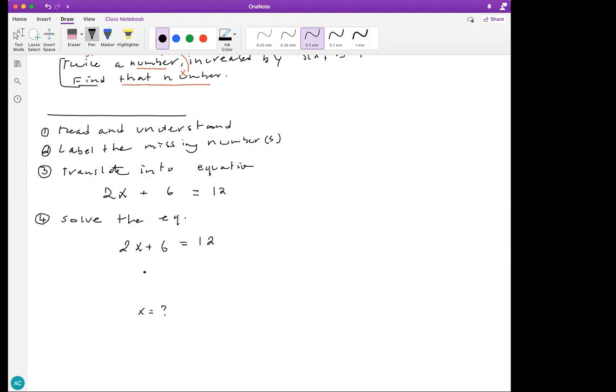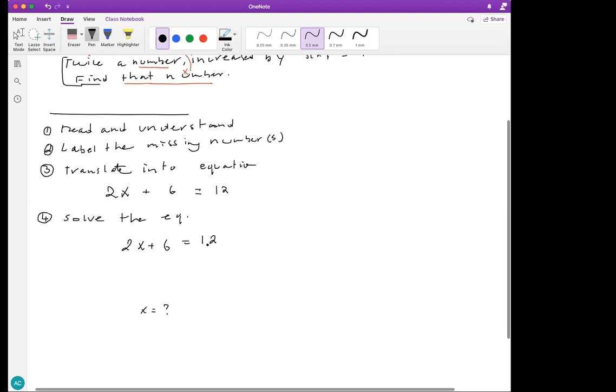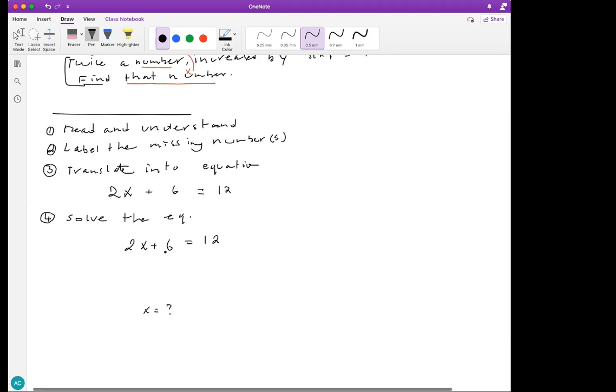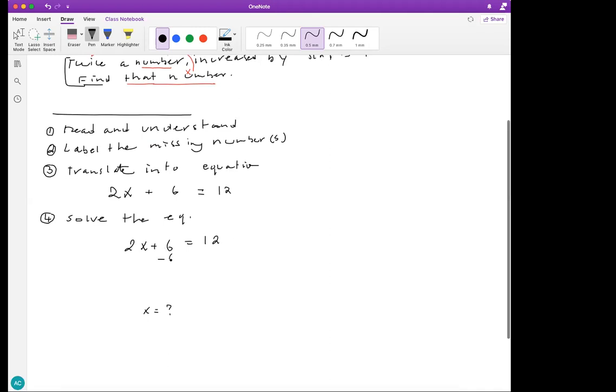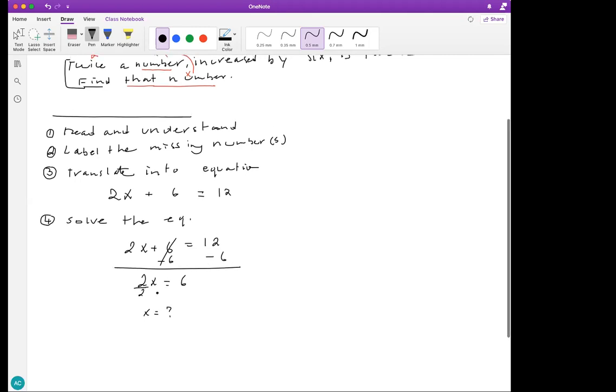12 minus 6. That's right. I mean, you need to cancel this 6 or simply move it to the other side. So we're going to subtract this 6 to cancel it. The opposite of positive 6 is negative 6. Do the same thing on both sides. So these cancel out. So you end up with 2x equals 12 take away 6. That's 6. Finally, divide by 2, divide by 2. So the number we're looking for is 3.